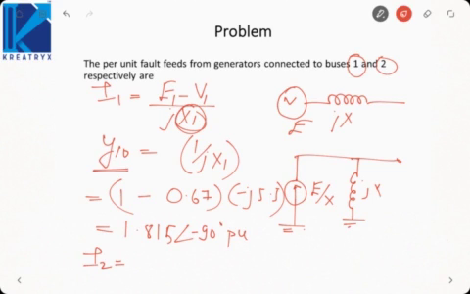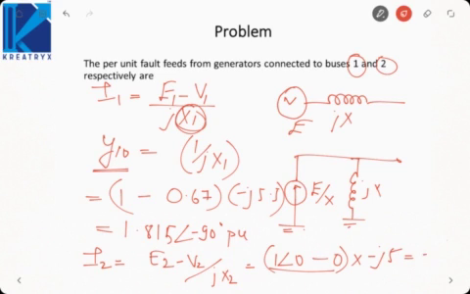In case of I2, it will be E2 minus V2 by jX2. Now E2 is 1 angle 0. Now due to fault, the voltage of bus 2 becomes 0 because bus 2 is the bus where the fault occurs. And 1 by jX2 will become Y20, that is minus j5. So it is minus j5 PU. Okay, so that is the current supplied by the generator connected to bus number 2.